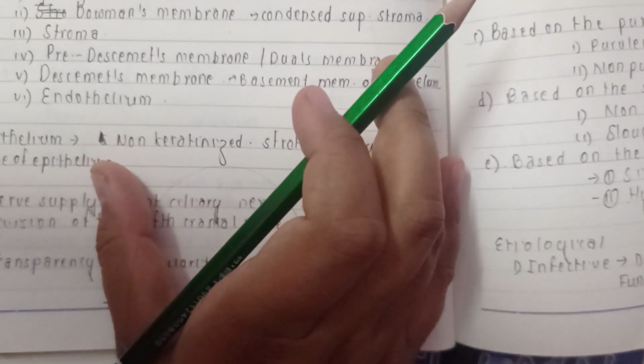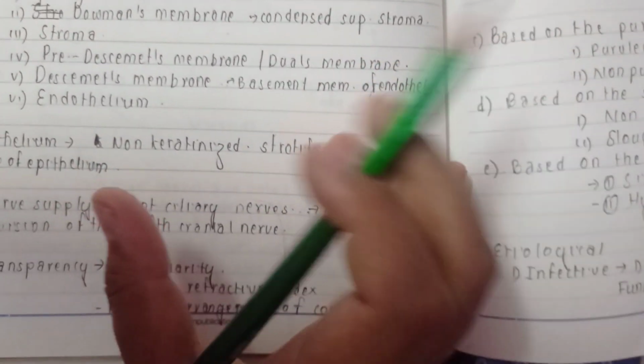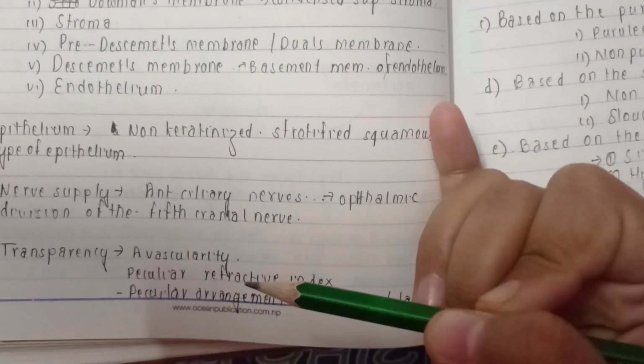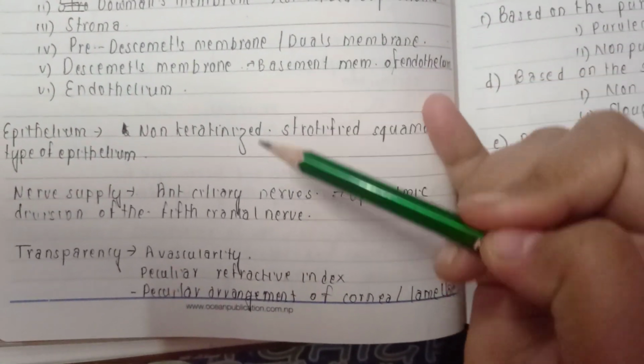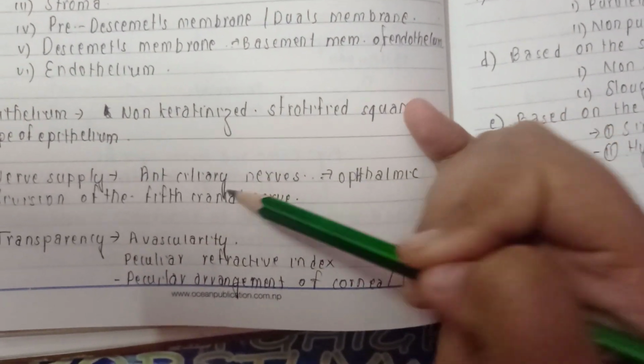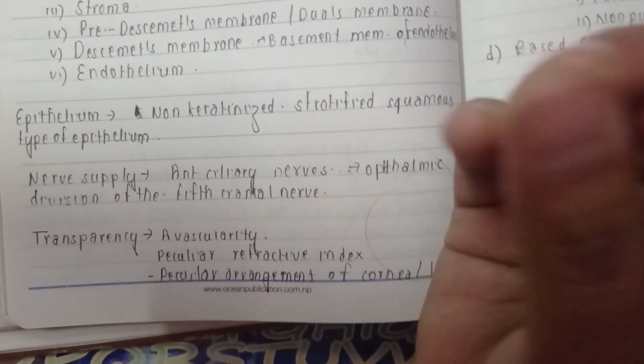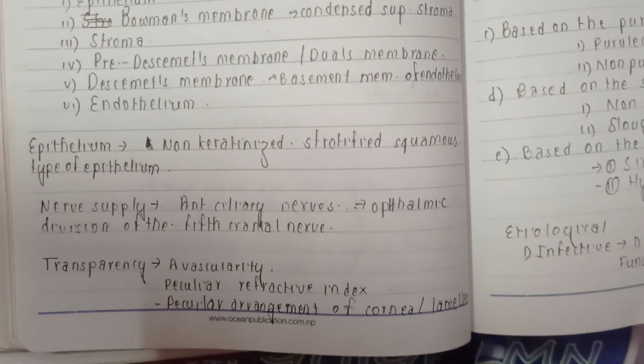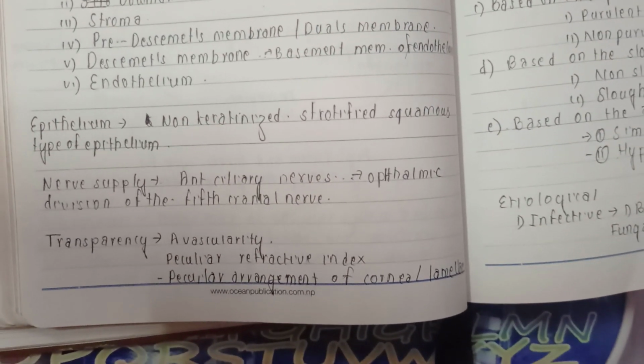There are tight junctions between the superficial epithelial cells that prevent the penetration of tear fluid into the stroma and also maintain the dehydrated state of the cornea.